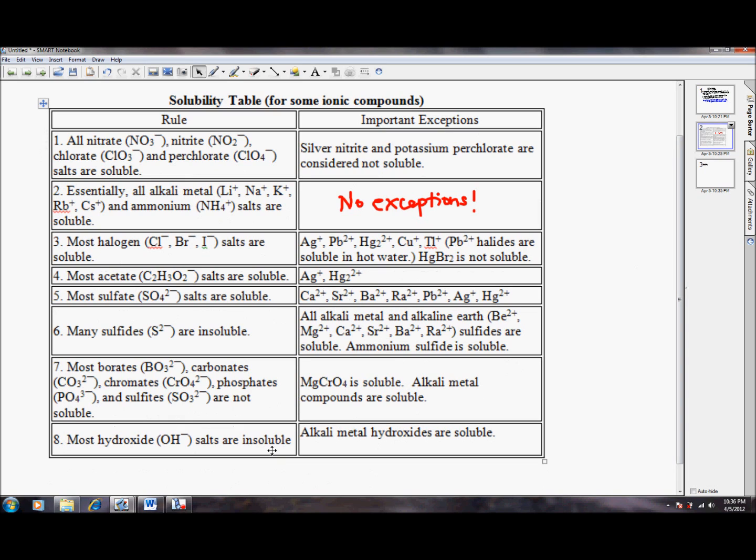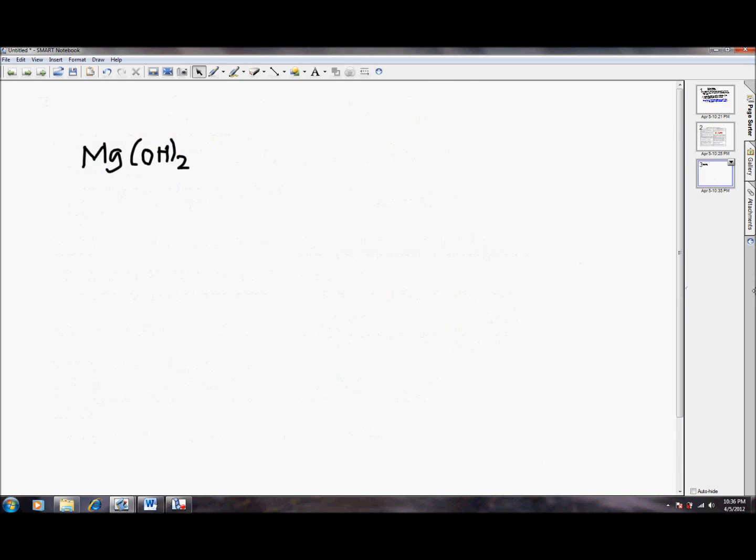They do not dissolve. So now we'll check to see if it's an exception. We have magnesium hydroxide. Now magnesium is not an alkali metal. It's an alkali earth metal. So that means it is not an exception. Okay, so it will follow the rule for hydroxides. It will be insoluble. It will not dissolve.